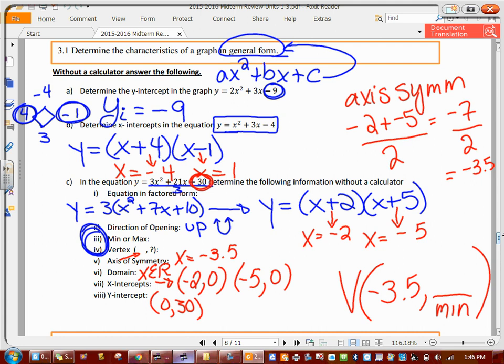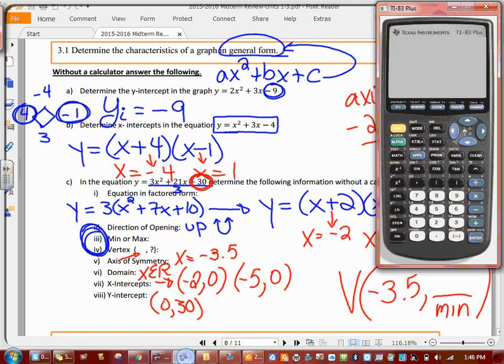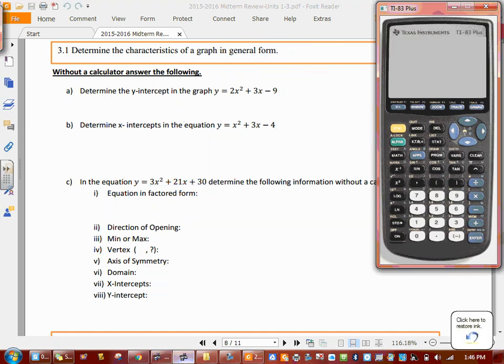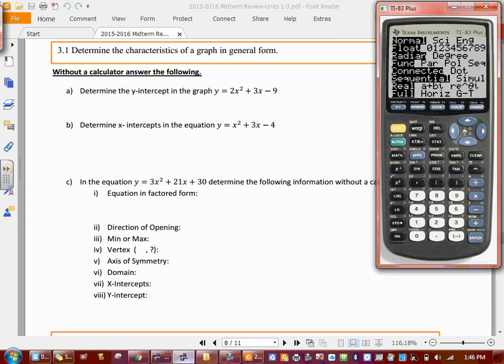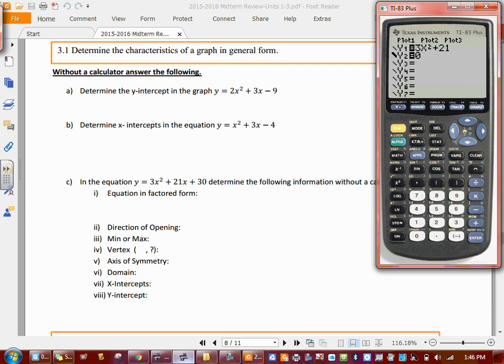We're going to open our y equals and put our new equation in. So in the y equals, we put the original equation, 3x squared plus 21x, plus 30. Okay, if we have that in there, and I'm going to hit graph, I can see my min point on the left. So I'm going to hit second trace. How do I find my minimum? I go down to number 3, minimum.